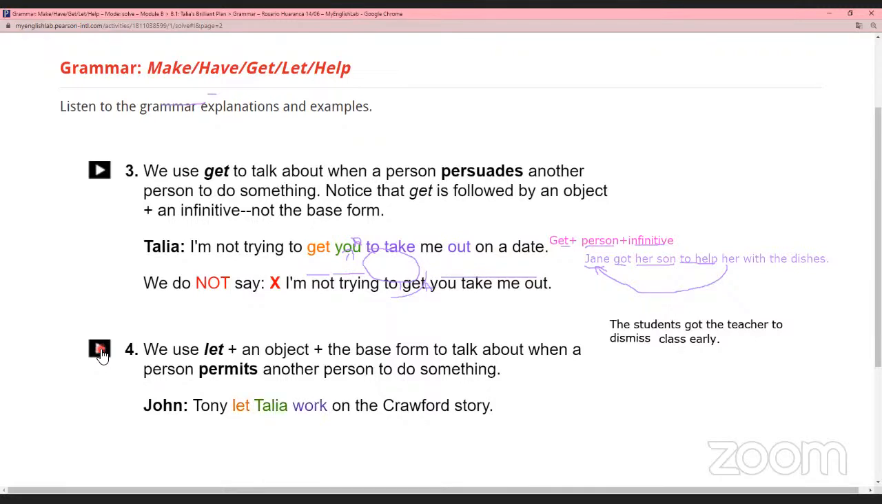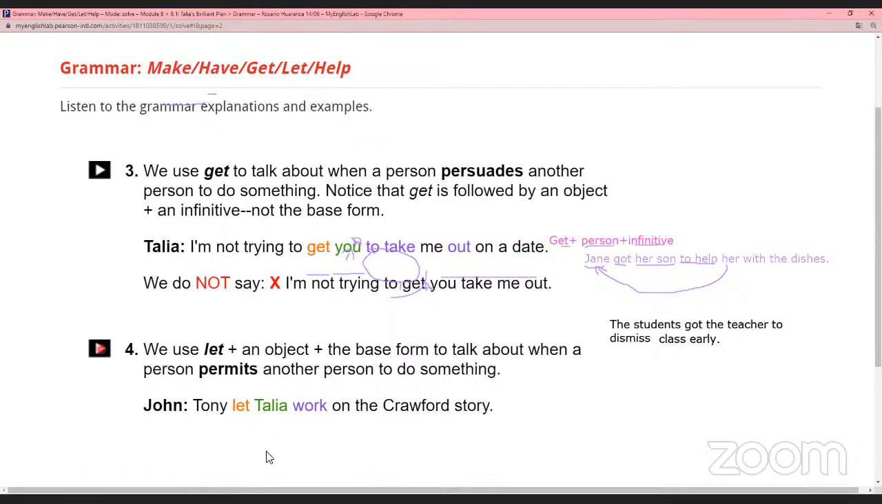Okay, so when are we going to use let? Let means allow or give someone permission to do something, or allow something to happen. Don't let the rat enter my room, for example. The manager or the boss let me go home earlier today. So it is like a permission, like allowing something.